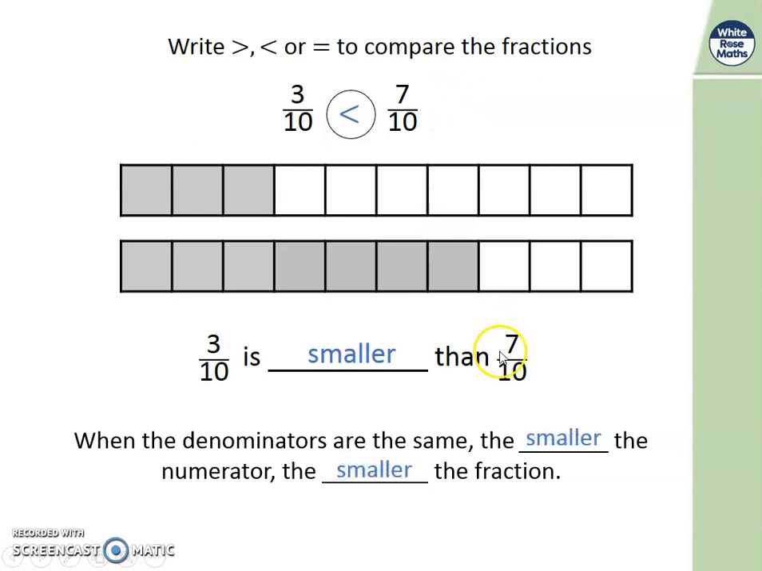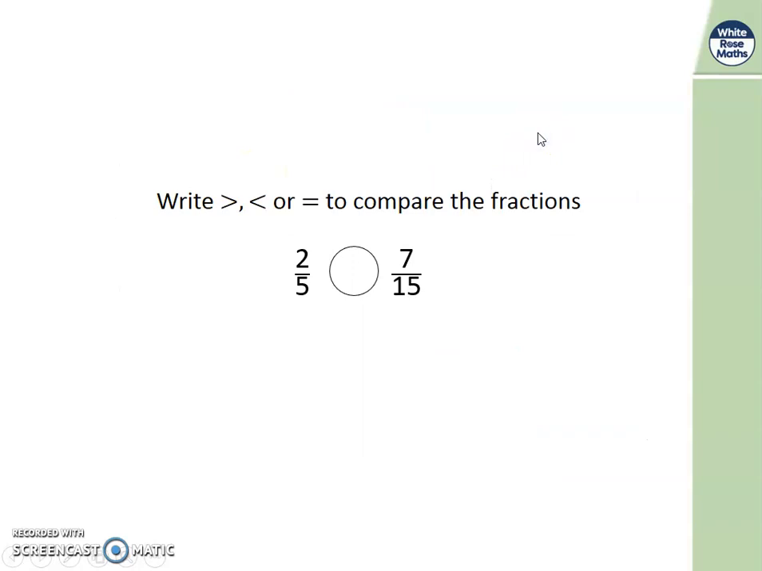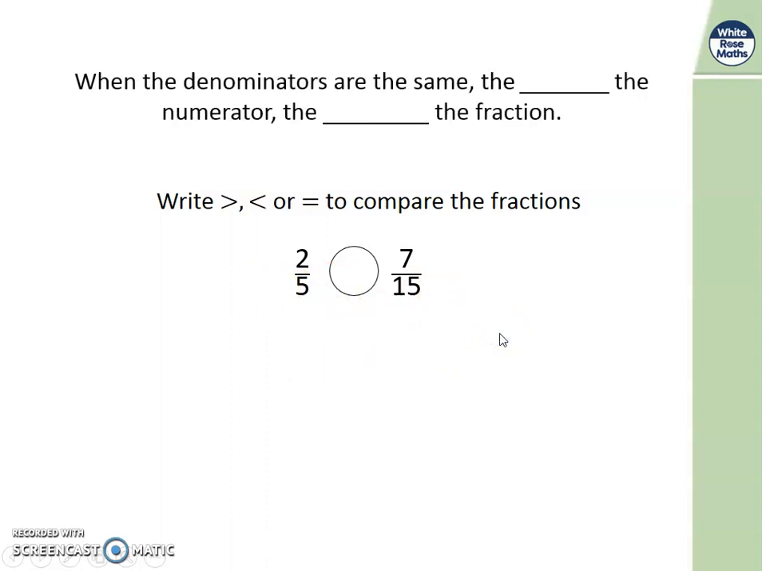Yeah, that's true. We could also say it the other way around. The smaller the numerator, 3, the smaller the fraction. We can see that quite clearly here. Let's have a look. With this one, we're going to use our symbols to compare the fractions. But with this, you should have noticed that none of them are the same. The denominators are different. So we're going to have a think. When the denominators are the same, the smaller the numerator, the smaller the fraction. So we're going to have to change it so that the denominators become the same.